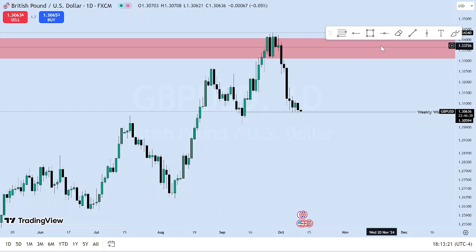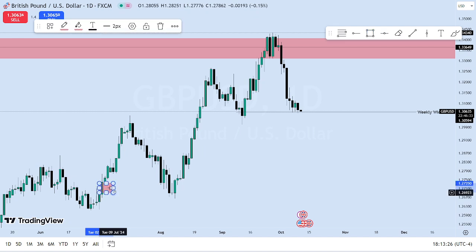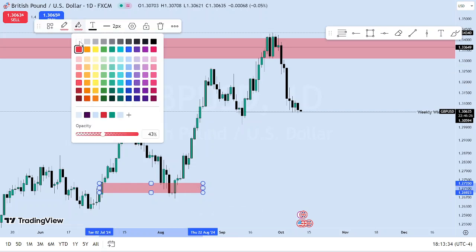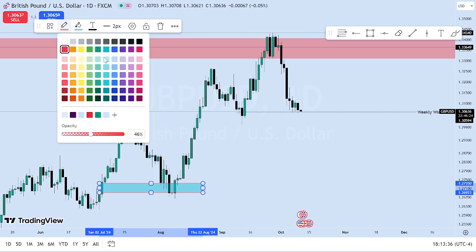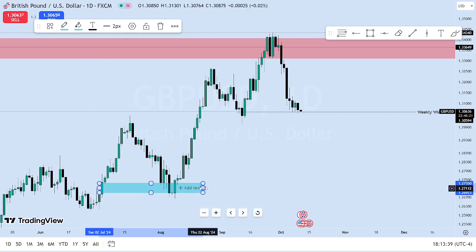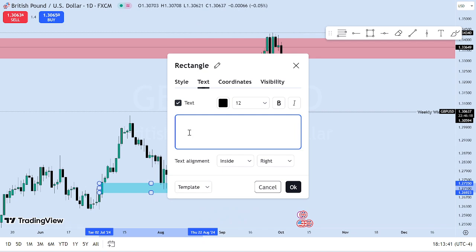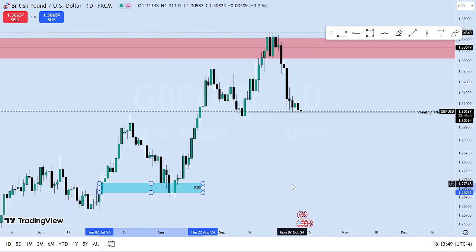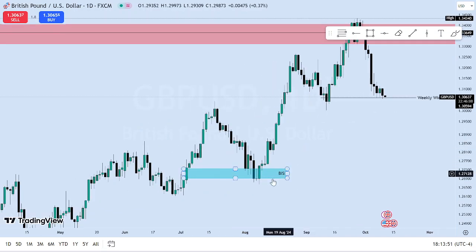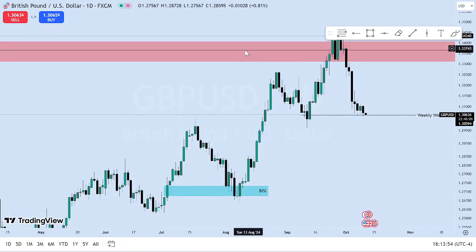Time of the day, we have an inefficiency here, that's a fair value gap, where price traded to. And an inefficiency, BISI, buy side imbalance, sell side inefficiency, BISI. Actually, here was our weekly volume imbalance.